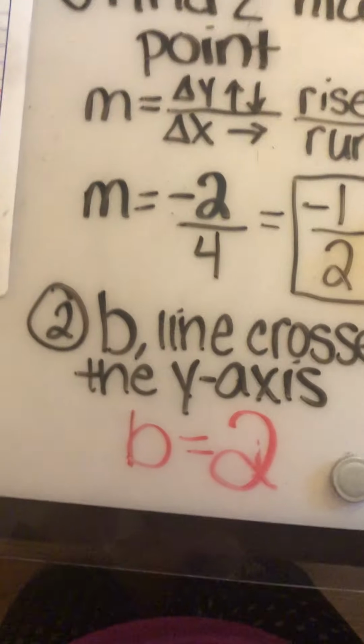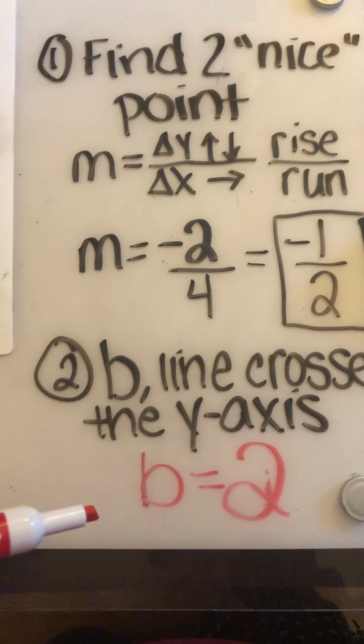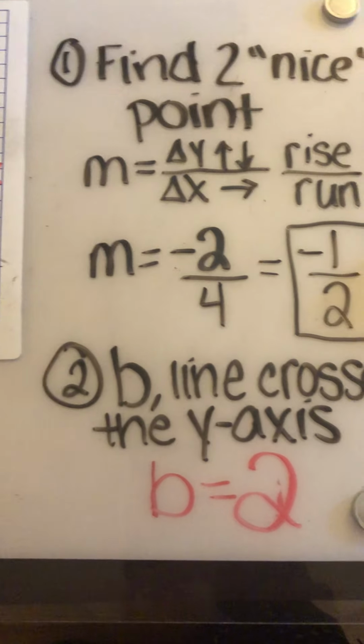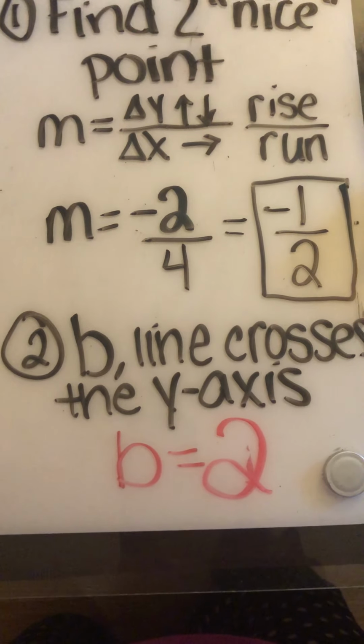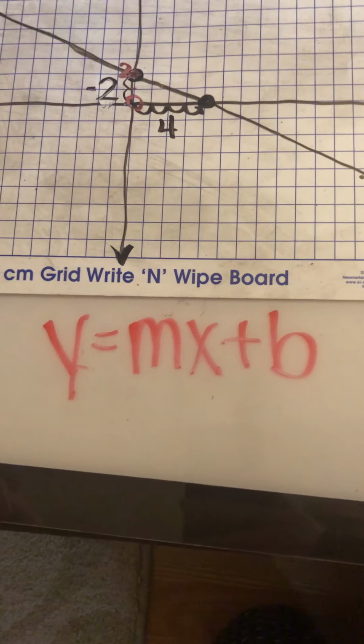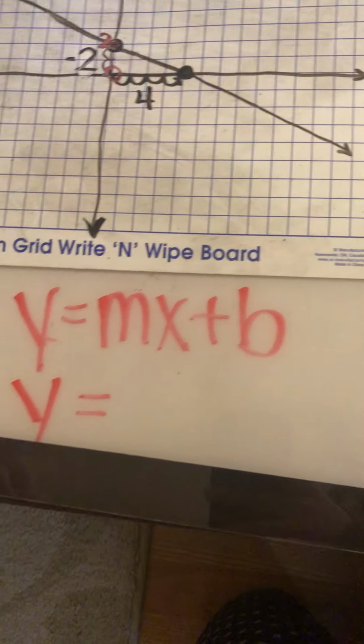Okay? So now that I have my m and now that I have my b, I can write the equation. Remember, our equation is always in the form y equals mx plus b. So I'm going to plug in the numbers we have. So this equation would be y equals, m is negative 1/2.